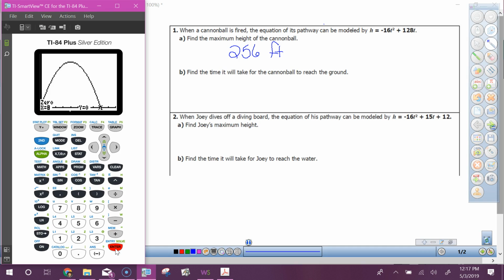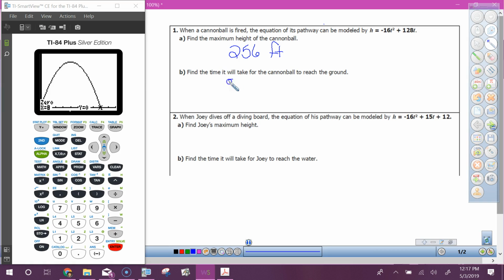Is that close to 0? So what do we get? 8 seconds. So it took 8 seconds for this cannonball to hit the ground. All right, now we got to talk about something else.